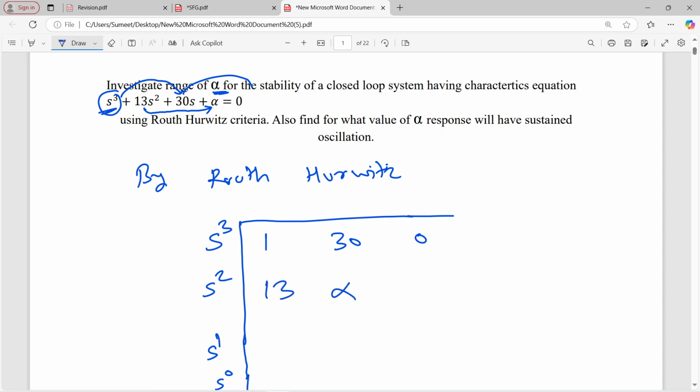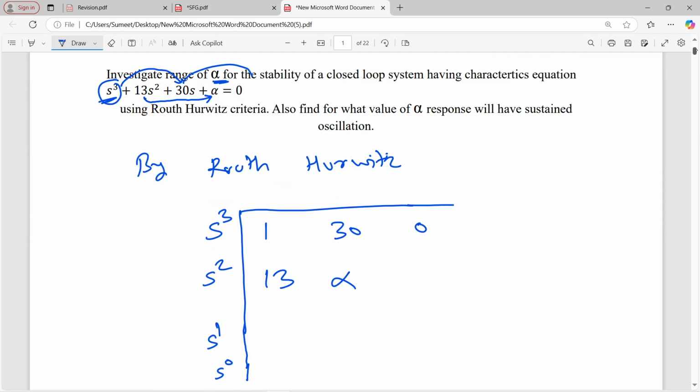Now do the multiplication, but it is opposite of the determinant. You have to do the multiplication but opposite of what we do in a determinant. So first of all 13 into 30, so here element will be 13 into 30 minus alpha into 1, divided by this term, which is nothing but 13. Here 13 into 0, here nothing is there, that means 0, so here element will be 0.